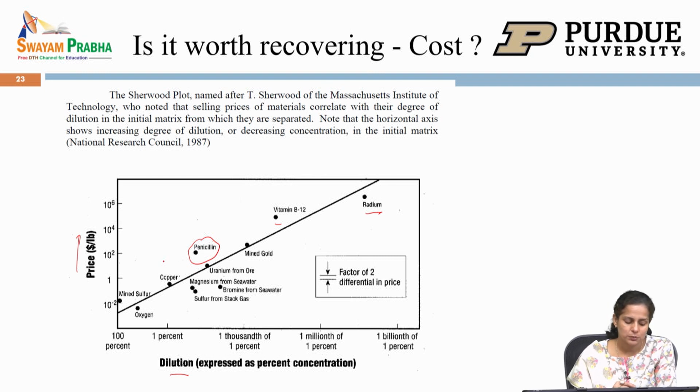So, we can spend about $100 per pound of penicillin. However, penicillin cost is actually very less, so that is not a very good example, but of course, radium, uranium, and also sulfur, bromine from seawater, those are some of the components.